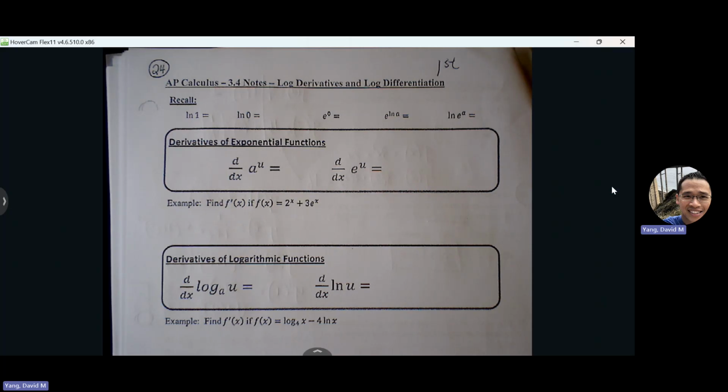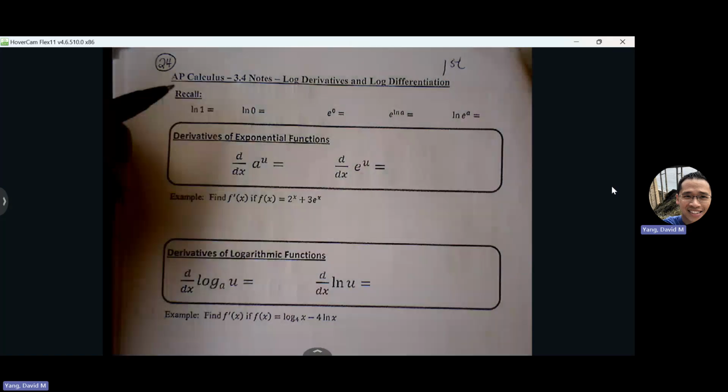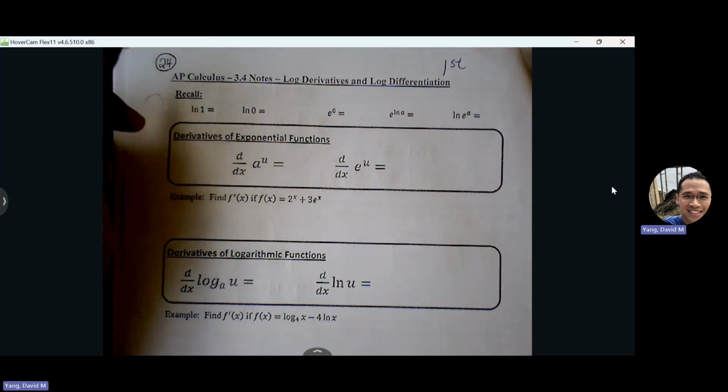All right, guys, page 24. This is the last new topic before we do test review. So let's just do a little bit of review with log values. So a couple important values to know.